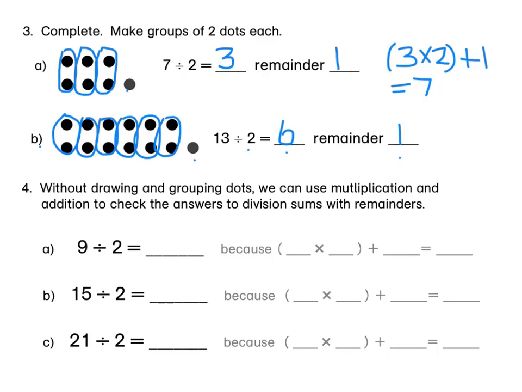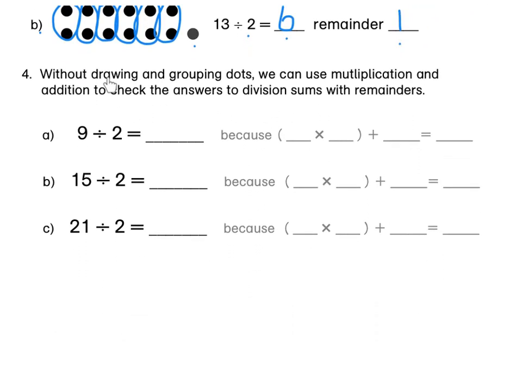Number 4, it says without drawing and grouping dots, we can use multiplication and addition, which we have seen, to check the answers to division sums with remainders. So for A, we have 9 divided by 2. So we must think, what is the biggest number of times that 2 can fit into 9? The answer is 4, because 4 times 2 is 8, but we still need to plus 1 to get to 9. So this means that the remainder is 1, because 4 times 2 is 8, plus 1 will give us 9.